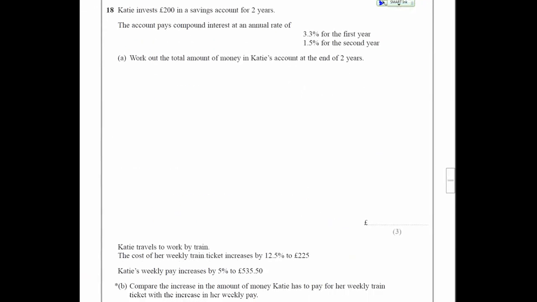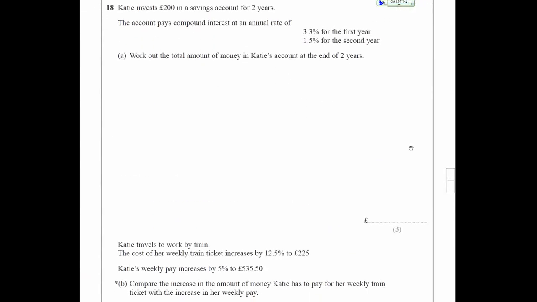Question 18. Katie invests 200 quid in a saving account for 2 years. The account pays compound interest. That means that each year you get interest on the total amount in your bank, including the interest that you've already received. Okay. So, work out the total amount of money in Katie's account after 2 years.